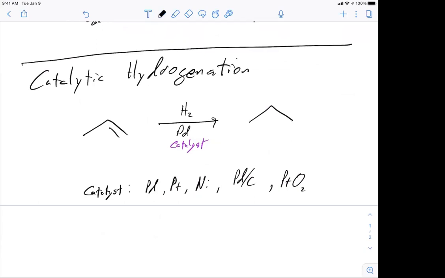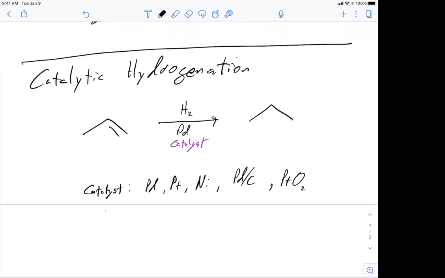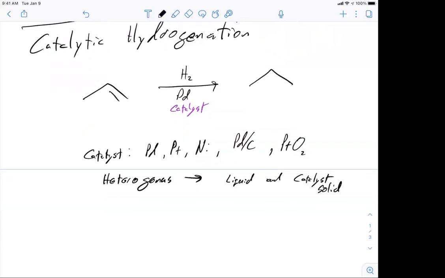Now this one is heterogeneous. Right, so that means that we have a liquid and the catalyst is solid. Okay, so you're really putting metal into the solution.